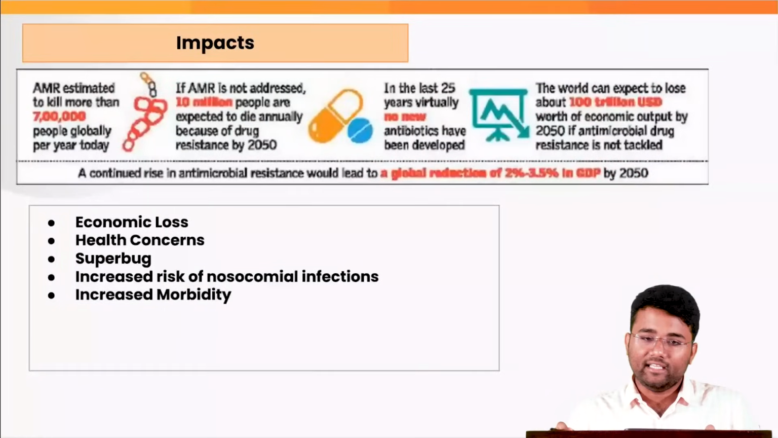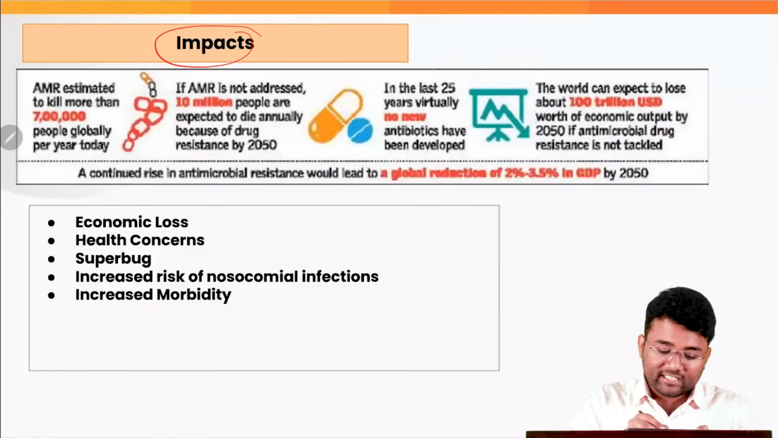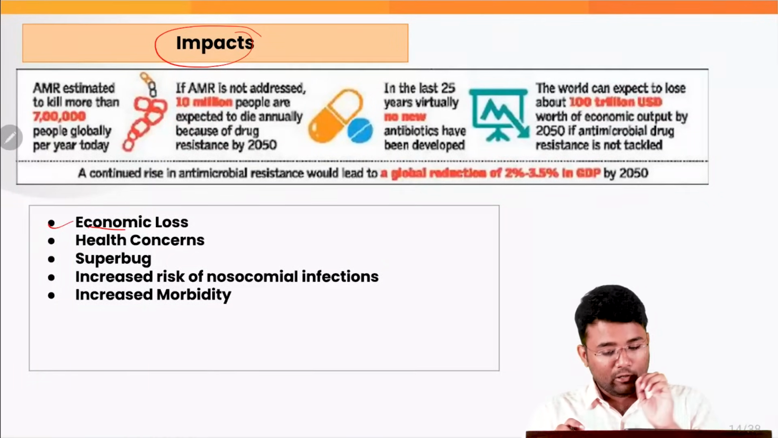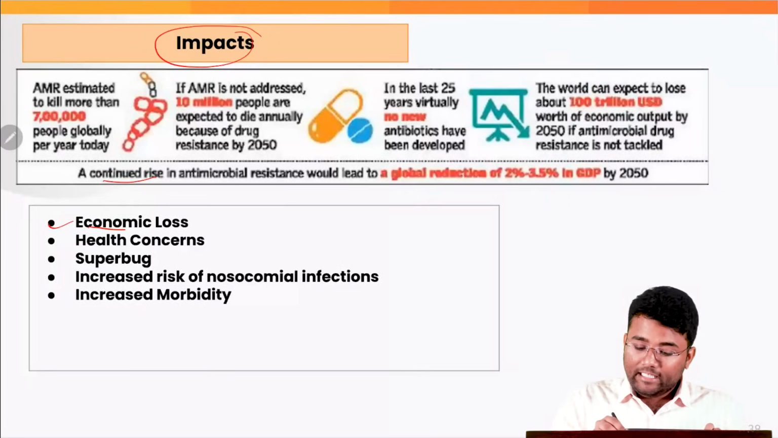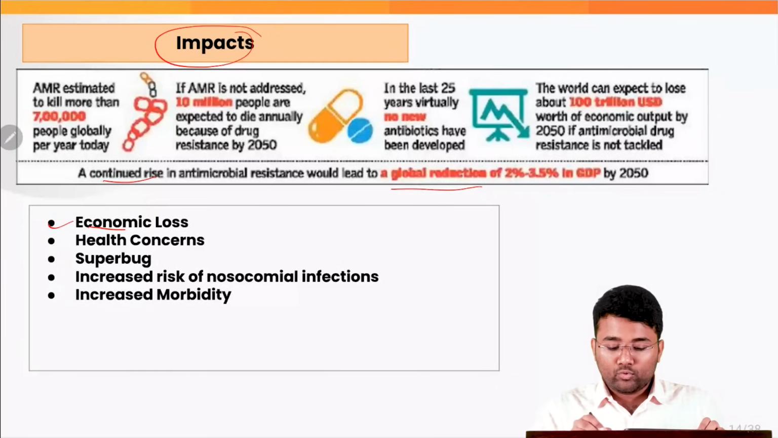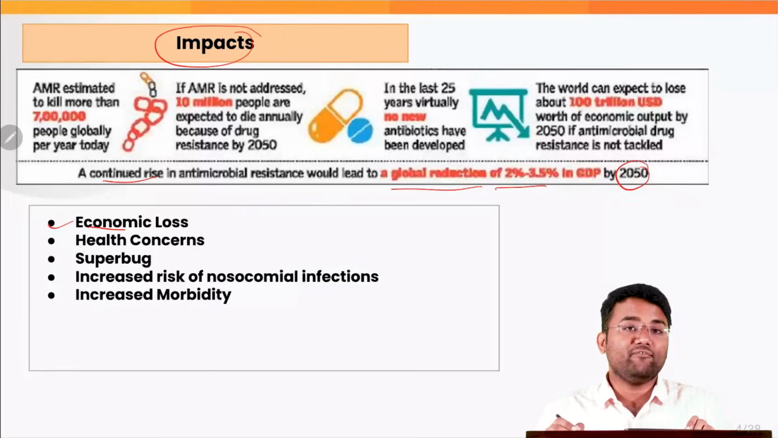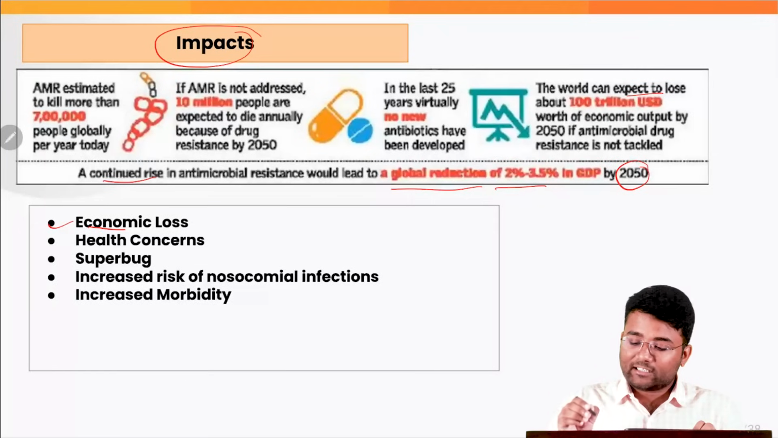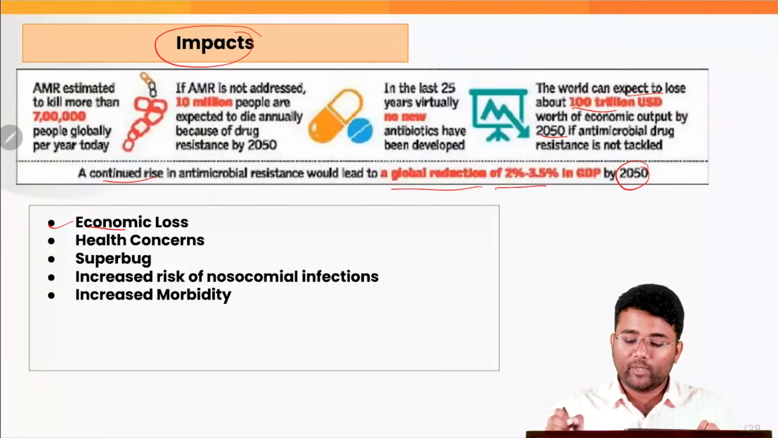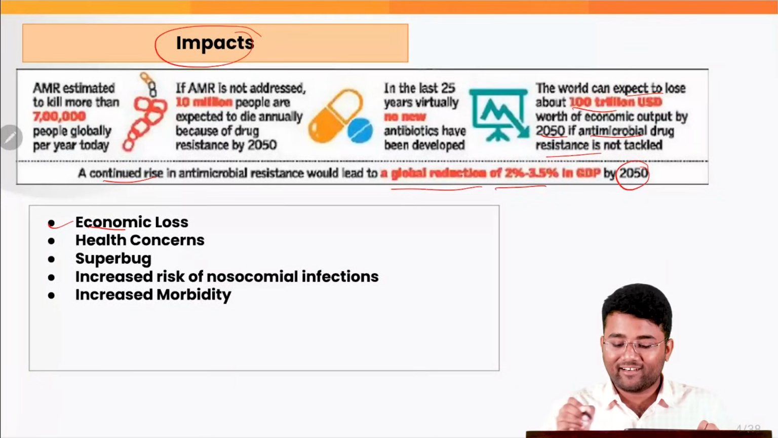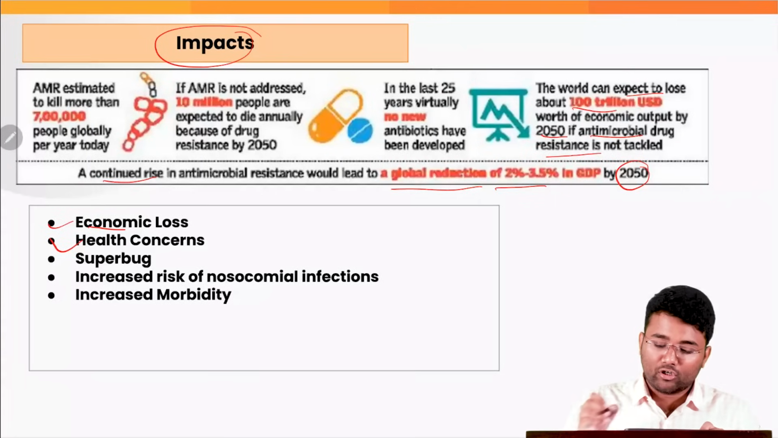So these are some of the reasons. Then if we talk about the impact that it is creating, first it is leading to a lot of economic losses. For example, the WHO says that it can lead to a global reduction of 2% to 3.5% of GDP by 2050. The world can expect to lose about $100 trillion worth of economic output by 2050 if antimicrobial drug resistance is not tackled properly.